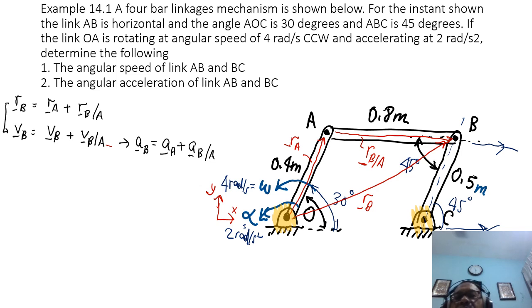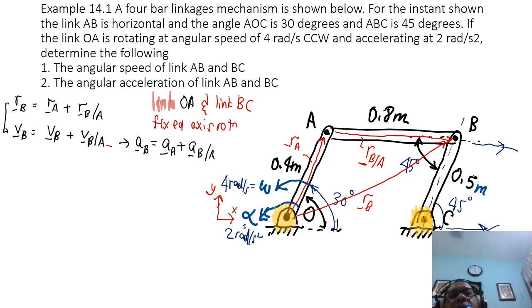So why is it important to me? When I see a fixed axis rotation, I know that I write something, right? Link OA and link BC are fixed axis rotation. That is important to me from the dynamic analysis because it will dictate what kind of motion.